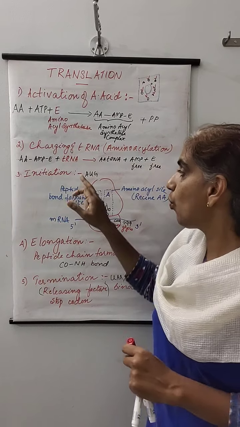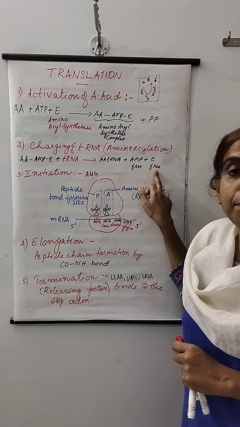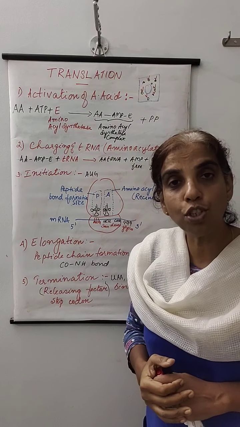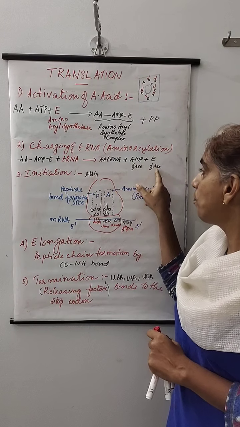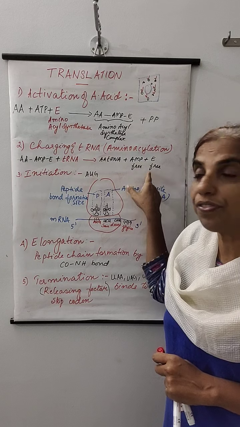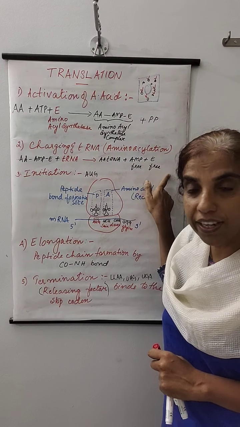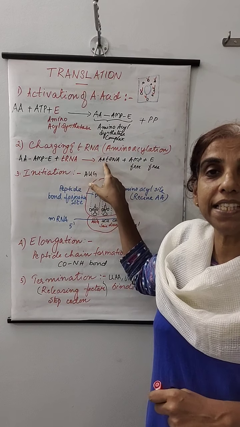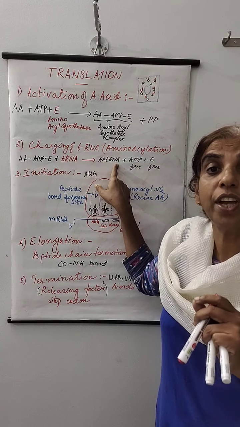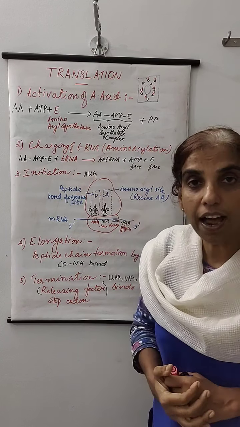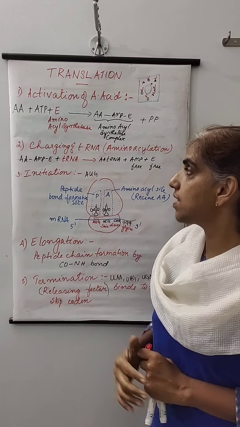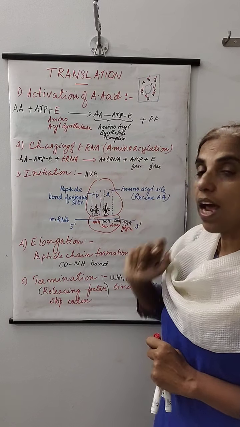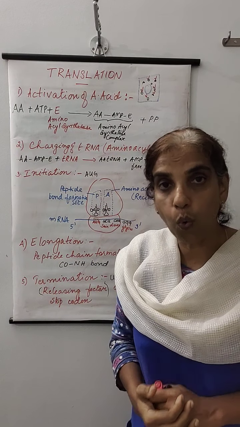Now we do not require the enzyme. So the enzyme gets freed, and at the same time AMP is also not needed. So both these components of this complex are freed and we require only the amino acid, which is combined at the 3' end of this transfer RNA. So the second step, charging of transfer RNA or aminoacylation, is over.